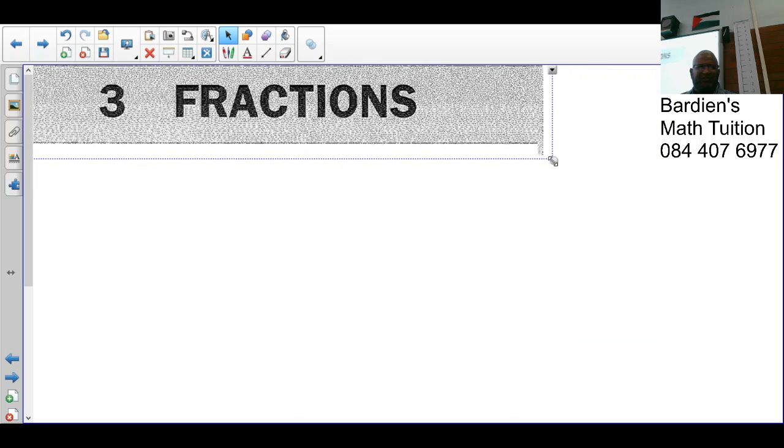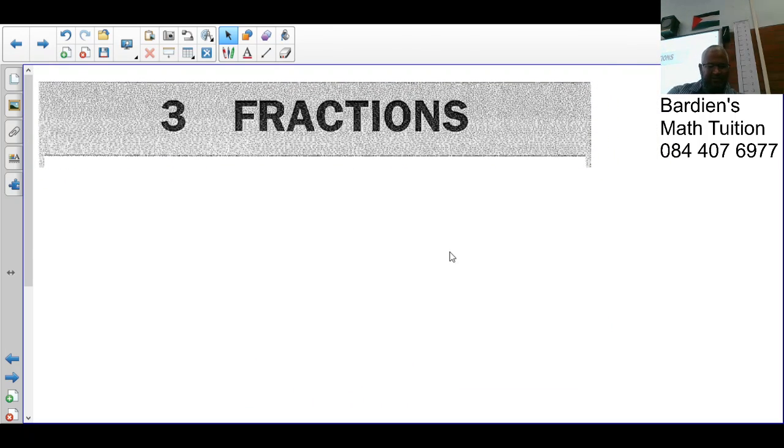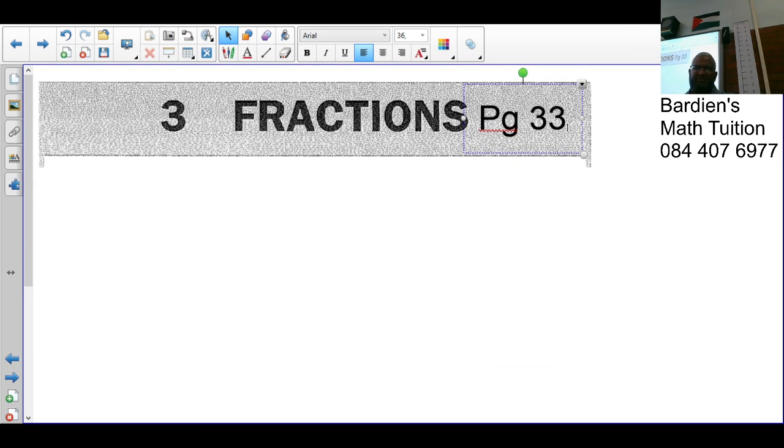So now we're looking at fractions. This is on page 33.